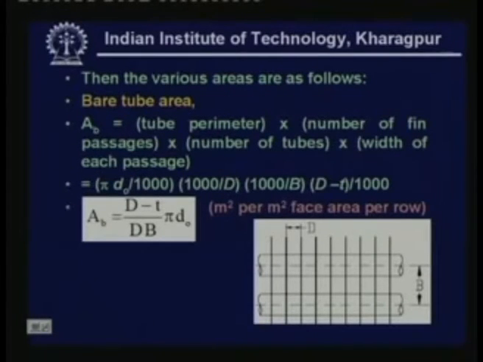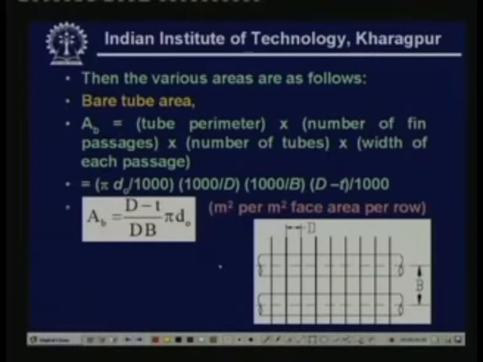Now, the various areas are as follows. The bare tube area, A subscript B, is given by tube perimeter into number of fin passages into number of tubes into width of each passage. Okay, so bare tube area is basically nothing but this area, excluding the fins.